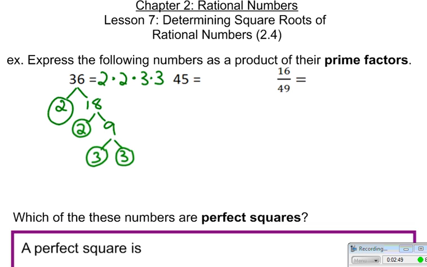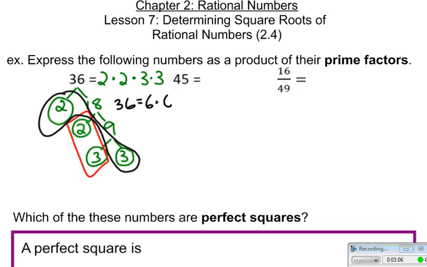Okay? I hope that you notice that we have 2 equal groups. So we have one group, 2 times 3, and we have a second group, 2 times 3. Okay, so 36 is a perfect square, and it's 6 times 6.